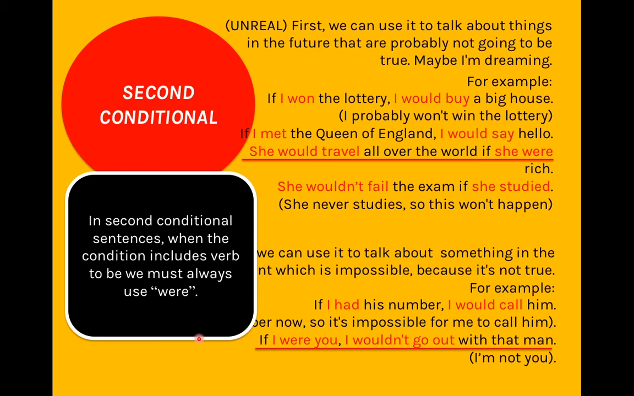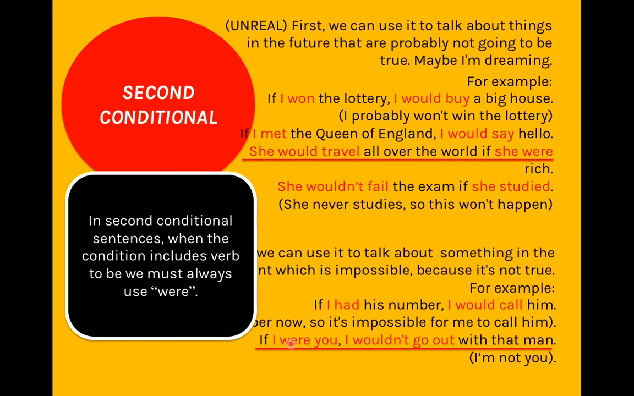But this is only for the second conditional. In second conditional, when the condition includes verb to be, we must always use were. We don't say if she was, and we don't say if I was. We always use were in conditional sentences when the condition includes verb to be.